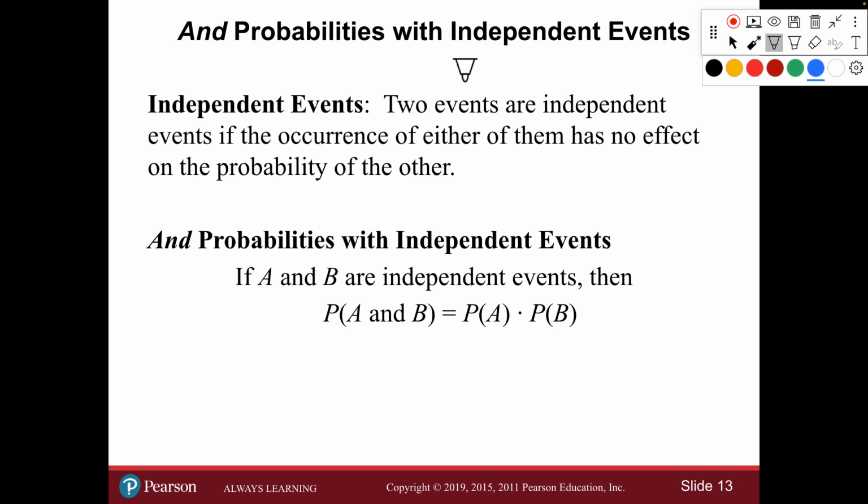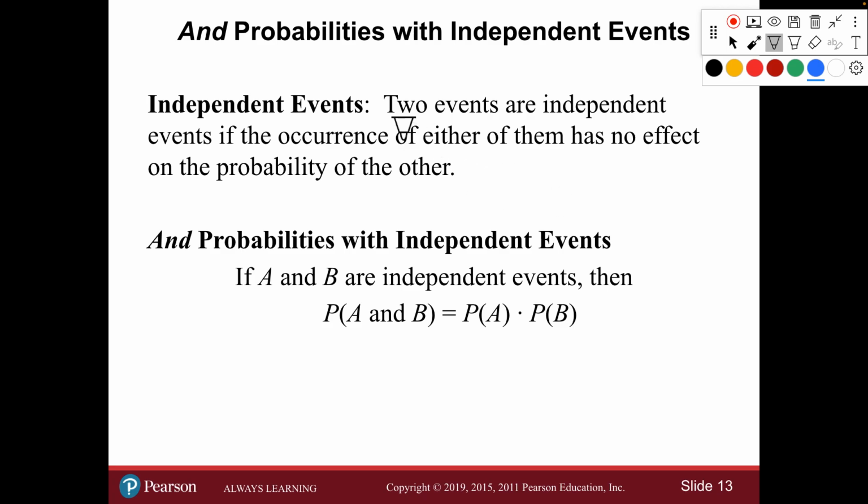Another concept: if two events are independent, it means that when one occurs, the other has no effect. So something like flipping a coin. We flip a coin once, and it has no effect on what's going to happen on the second one. Whether we got a heads or a tails, the second one still has a 50-50 chance of getting either a heads or a tails. Rolling a die does not change the probability of the second event happening.